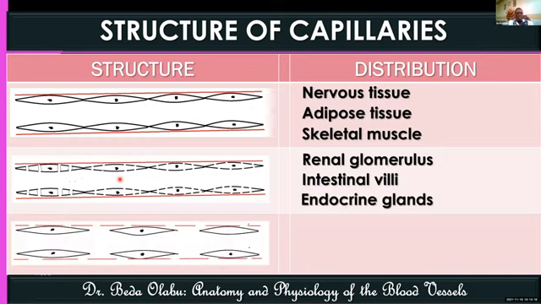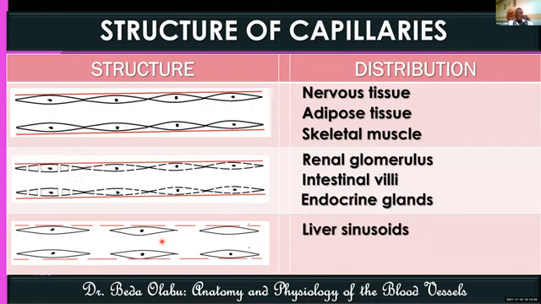Then we have what we call sinusoidal capillaries. You can call them discontinuous capillaries. Look at that basement membrane, we can see it is interrupted. And look at the gaps between endothelial cells, we can see that there are gaps. Well, the endothelium itself is intact. There are no holes through the endothelium, but there are gaps between endothelial cells. So these are the ones we call discontinuous capillaries.